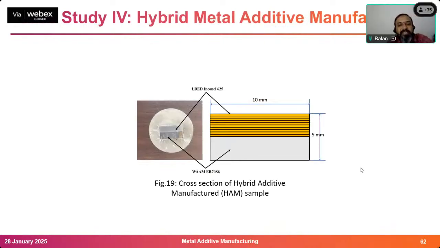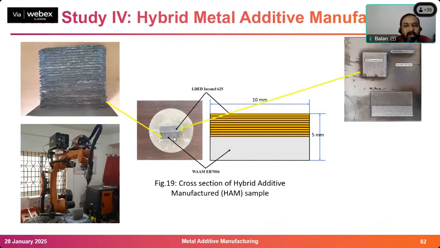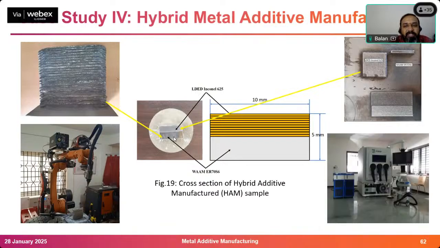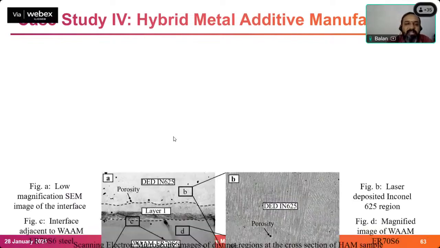So we can see this is the first sample. We can see the VAM at one end and Inconel on top, which is LDED, and wire arc additive manufacturing at the bottom. This is a cross section. This is a coupon we made, and this part is done by VAM. And on the top, that is LDED. This is the machine we did it in. So now we did hybrid additive manufacturing. What is the challenge here? I want to find the interface bond strength. So we did shear tests.